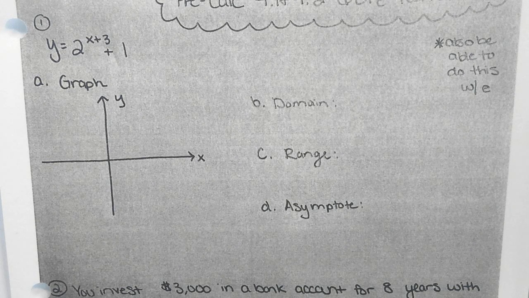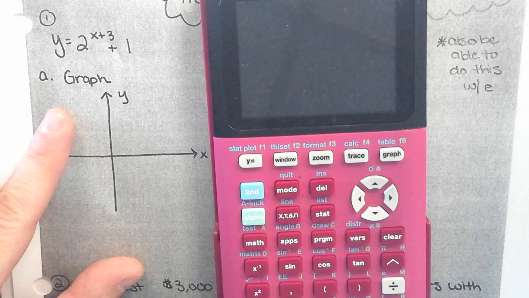Look off to the side where it says also be able to do this with e, meaning if I had e to the x plus 3 plus 1, would you have been able to plug that in and graph it? While this one you could probably do in your head, you could plug in 0, 1, and 2 pretty easily. If it had e, is that really something we could do easily in our heads? No. So truly when I say be able to do this with e, I'm saying know how to use your calculator, know how to find the e button.